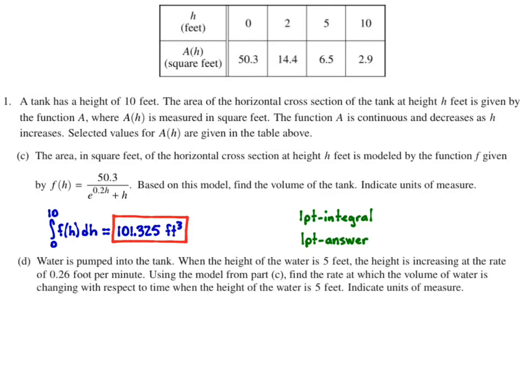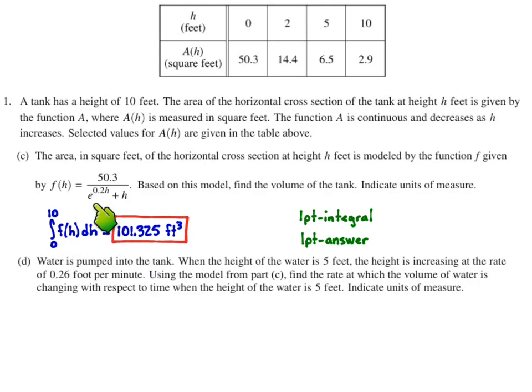Alright, for part D, it says water is pumped into the tank. When the height of the water is 5 feet, the height is increasing at a rate of 0.26 feet per minute. Using the model in part C, find the rate at which the volume of water is changing with respect to time when the height of the water is 5 feet. Now, this seems like a lot of information, but we should notice that we are looking for the rate at which the volume of water is changing with respect to time. So we are actually looking for V prime of t.